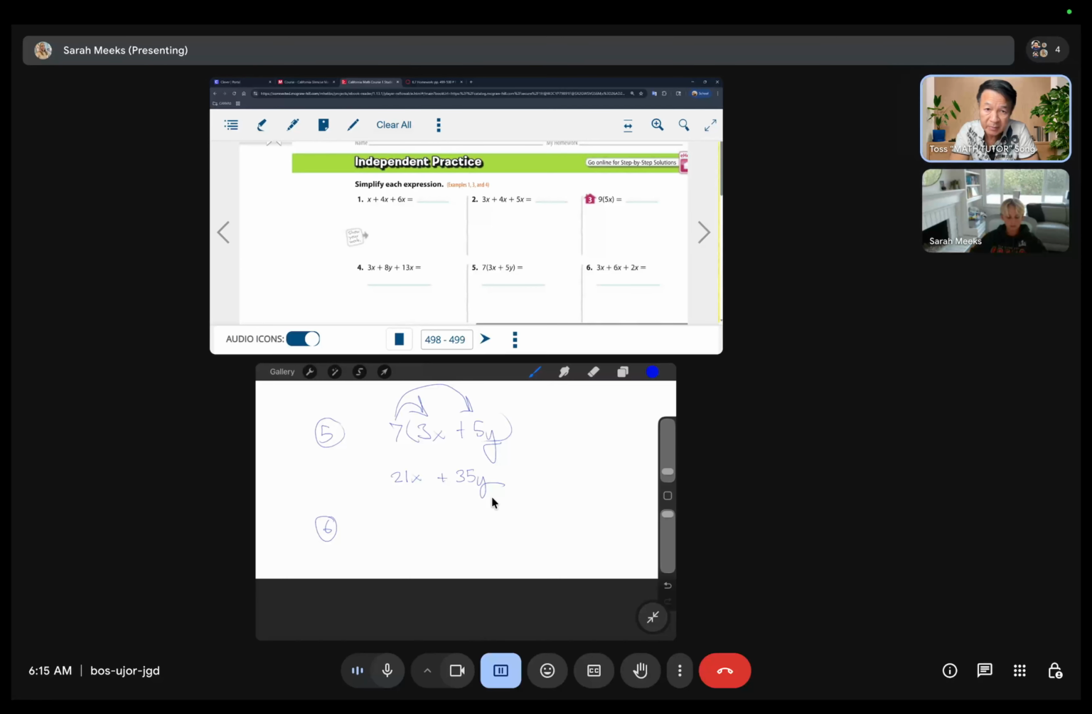Number 6, they're all like terms. You just combine them from left to right, any order actually, two at a time. So 3x plus 6x is 9x. 9x plus 2x is 11x. Final answer, 11x again. Interesting. 3x plus 3x, 6x, that's 9x. And then 9x plus 2x, 11x.